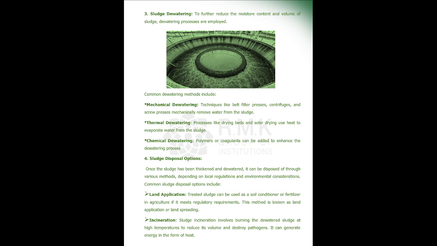And then the third method is sludge dewatering. Dewatering is nothing but removal of water. This can be done by mechanical means, thermal means, or chemical means. When you go for mechanical means, we can use belt filters, centrifuge methods, or a screw press to remove the water from the sludge. And we can dry it, right? When you dry the sludge, the water evaporates and it becomes dried up. And the other one, we can add chemicals, especially coagulants or polymers, to remove the water from the sludge.